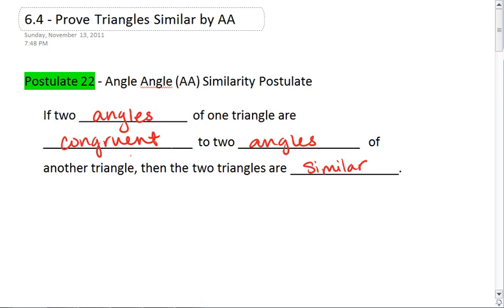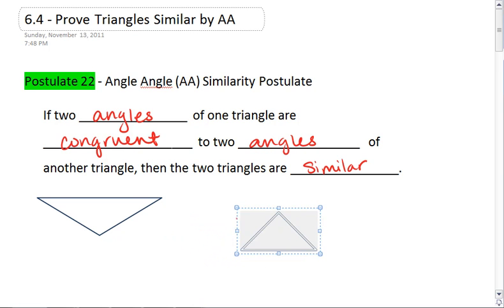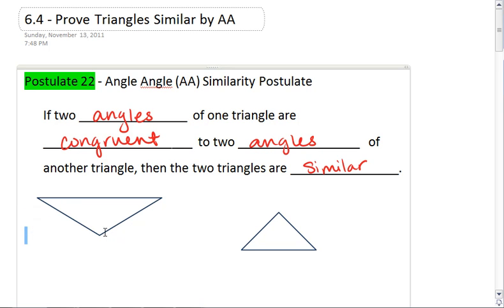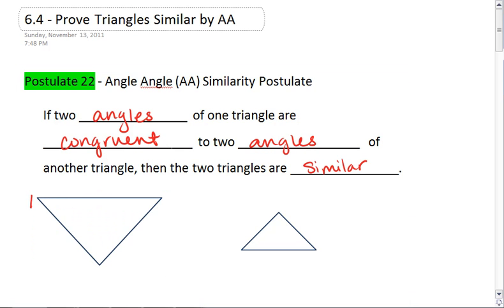What we see is if we have two triangles, triangle ABC and XYZ, such that angle A is congruent to angle X and angle C is congruent to angle Y, then triangle ABC must be similar to triangle XZY.